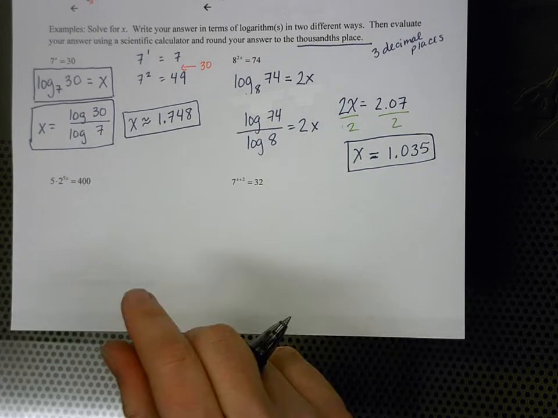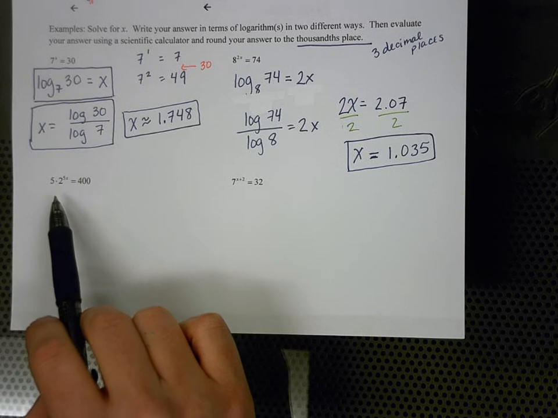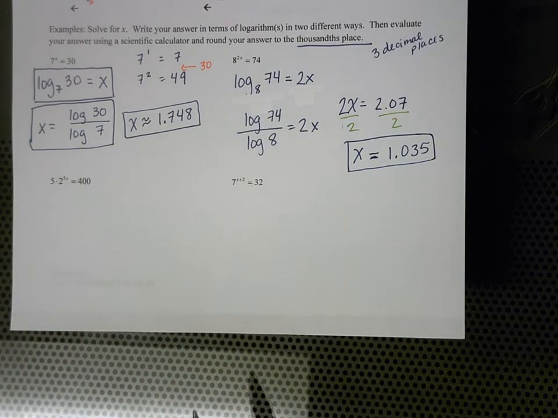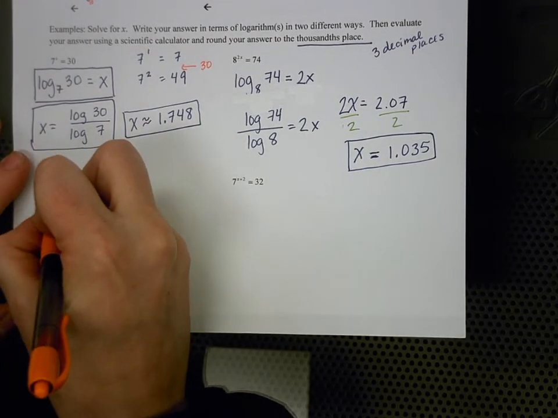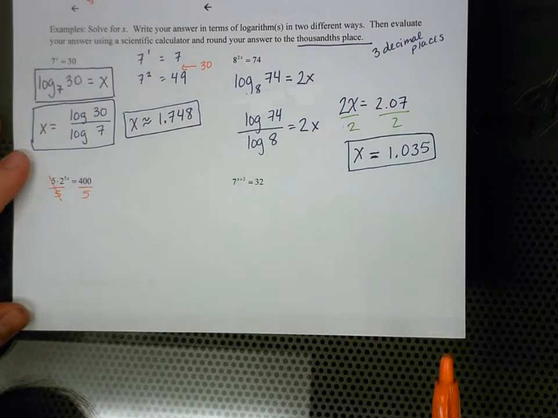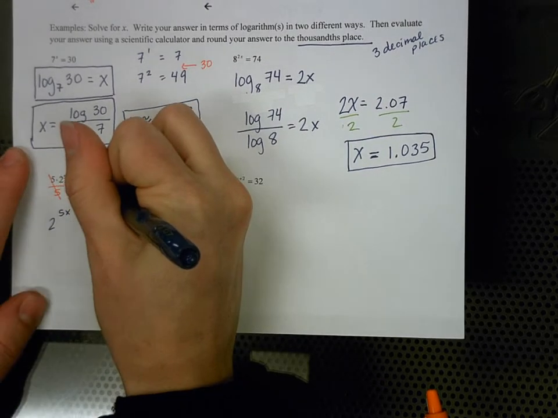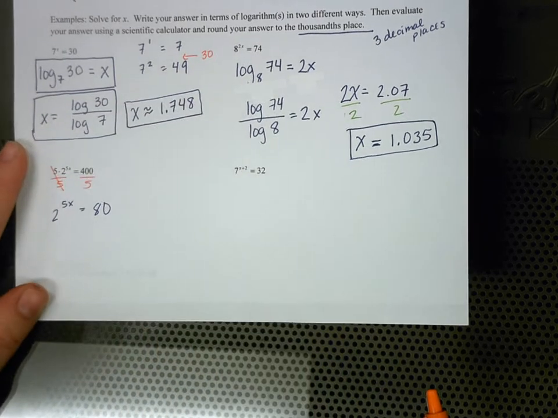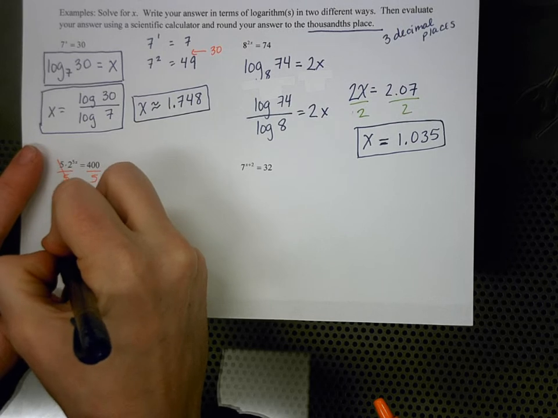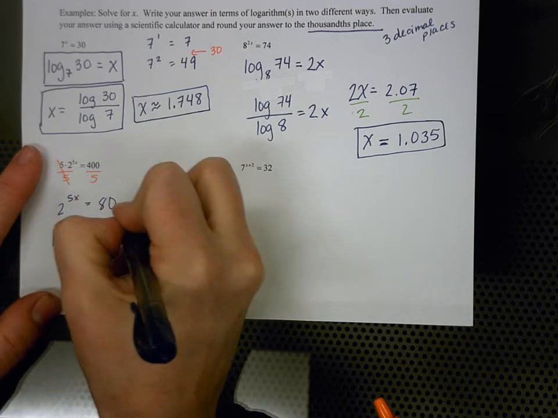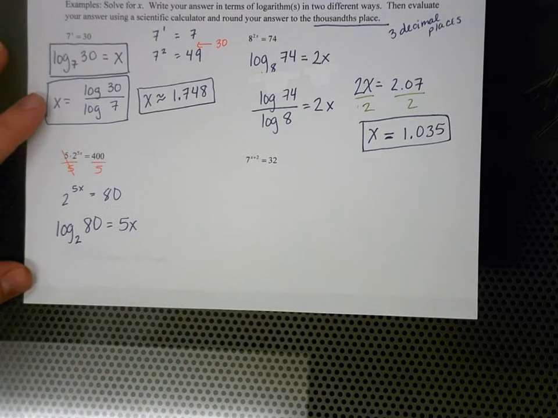All right, next one. So I want to make sure to isolate my base and the exponent before I keep going. So right now, this 5 is extra. So I'm going to divide by 5 on each side, which gives me 2 to the 5x equals 400 divided by 5 is 80. Now I can change to logarithmic form. So log base 2 of 80 equals the exponent, which is 5x.